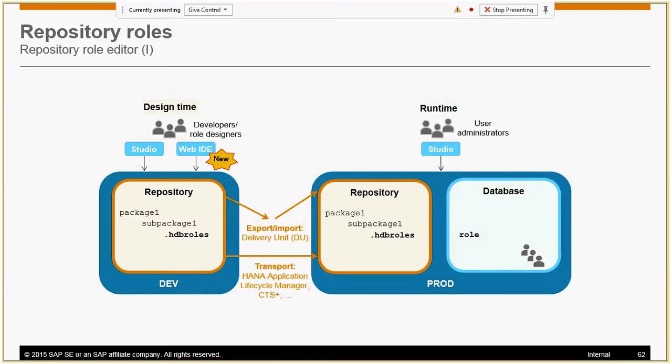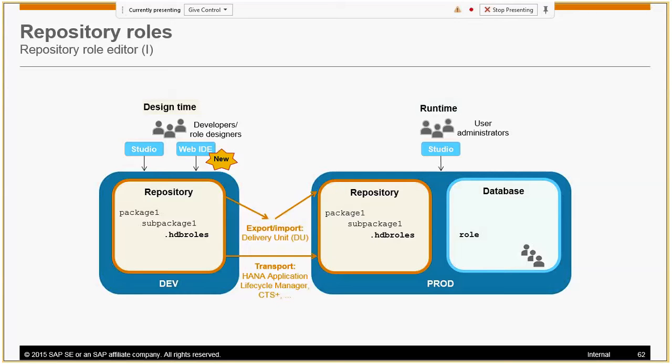This means every time that you activate something in the repository, so every time that I complete the work for a specific role and then click on activate, the system, either in the studio or in the web IDE, will ask me what is the change in which I would like to record this modification or this creation I've just done.